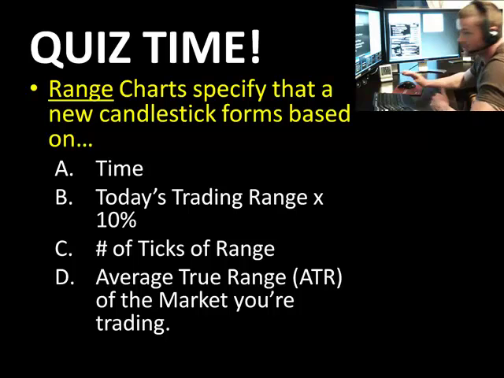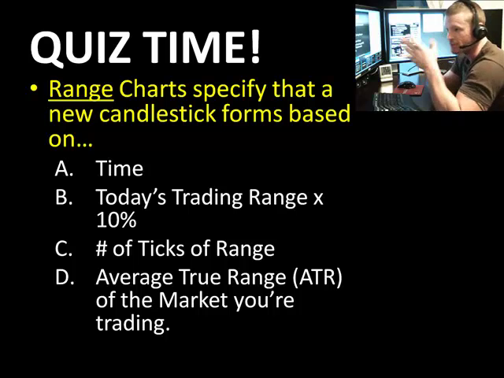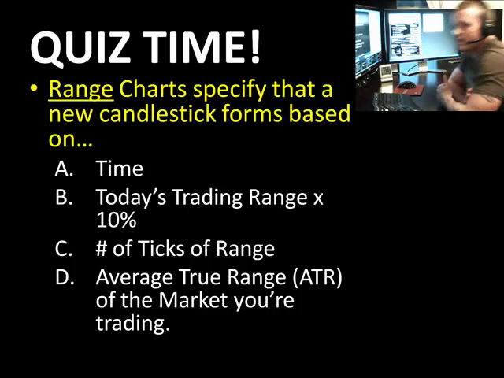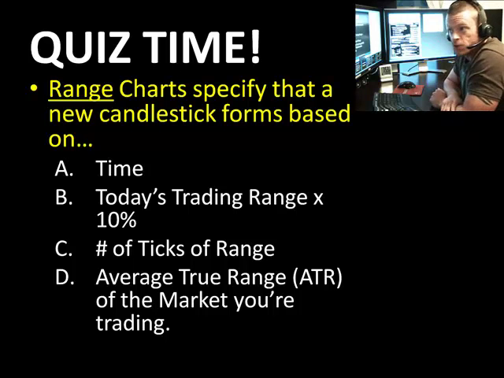Alright guys, quiz time. Get out your pad and paper. Range charts specify that a new candlestick forms based on what? A is time, B is today's trading range times 10%, C is the number of ticks of range, and D is the average true range of the market you're trading. Is it based on time, today's trading range times 10%, the number of ticks of range in that candlestick, or the ATR of the market you're trading?